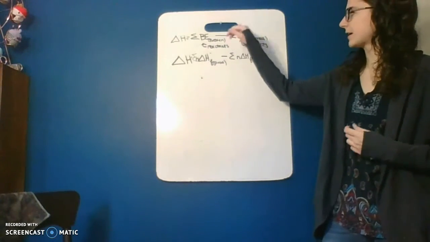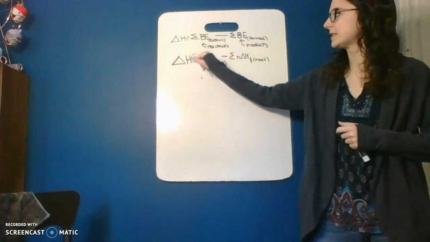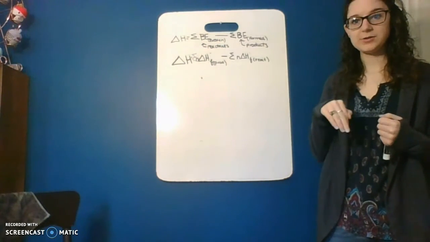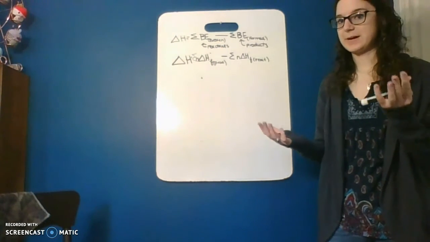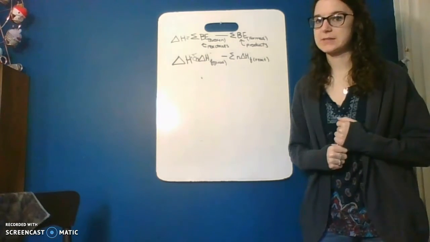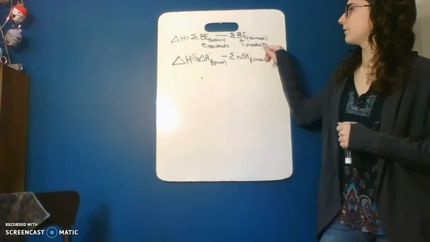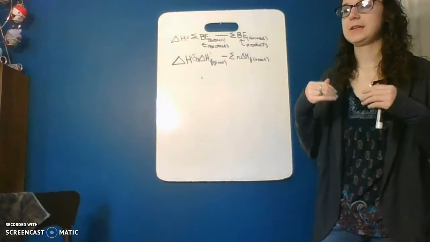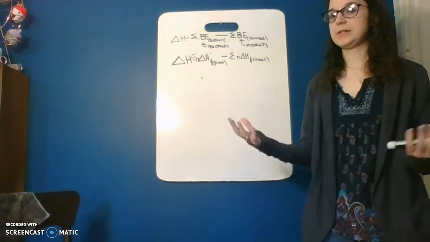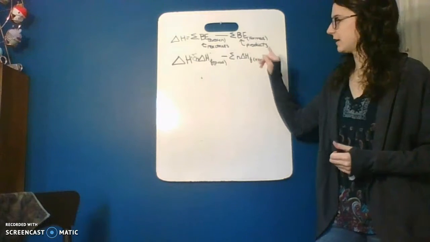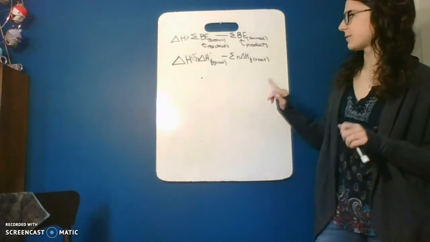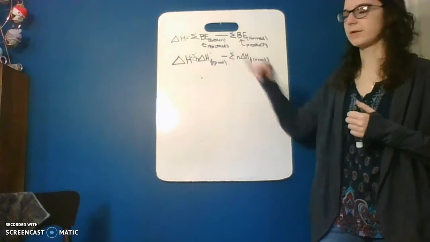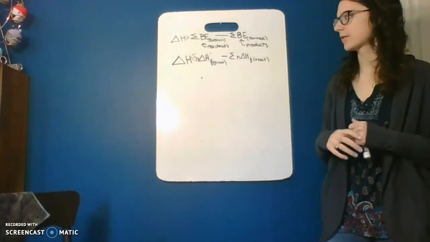The reason we're subtracting the products from the reactants is that when bonds are broken, we have to put in energy, so it's endothermic and it's positive, so the bond enthalpies are positive, whereas when we form bonds, it's an exothermic reaction. It releases energy, so that sign is negative for the bond enthalpies. So that's why we subtract the bond enthalpy of products from the bond enthalpy of reactants, okay?